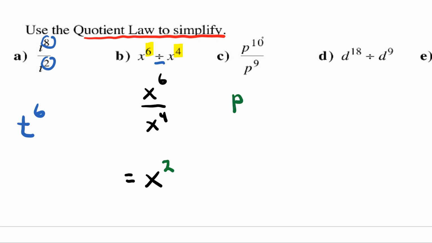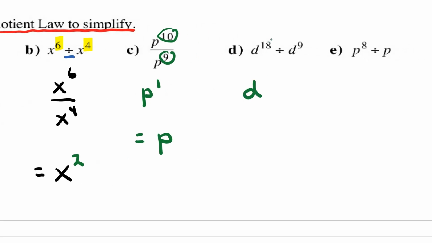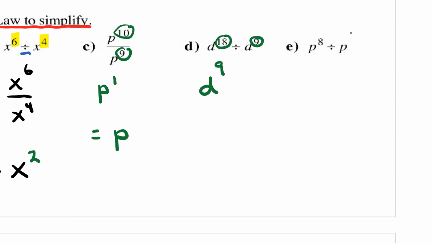This is going to be p to the power of 10 minus 9, so p to the power 1, and p to the power 1 is just p. This one here, we're taking 18 minus 9, so 18 minus 9 is going to be 9, so d to the power 9. Over here, there's an invisible 1 here, so 8 minus 1 is going to be 7, so p to the power of 7.